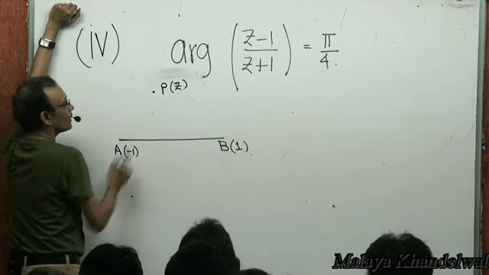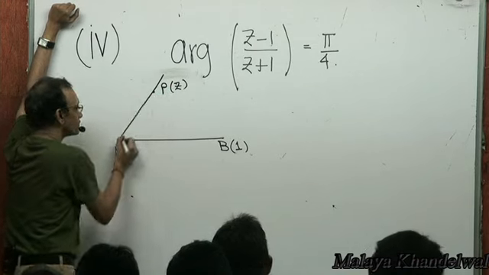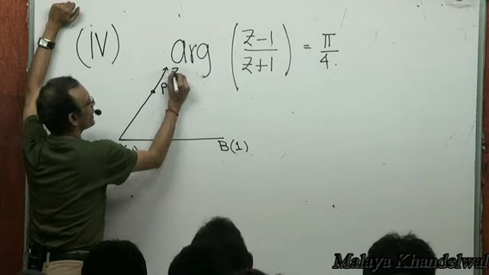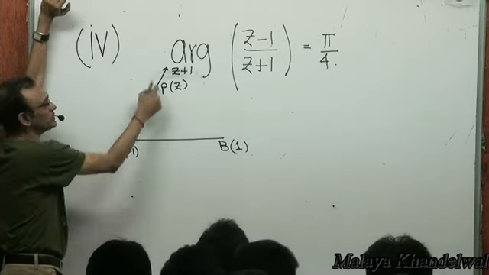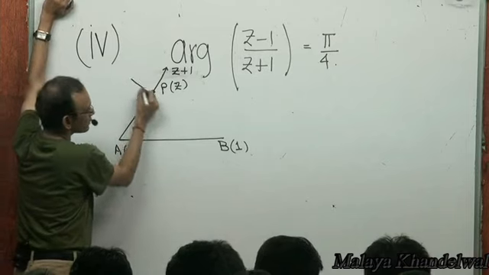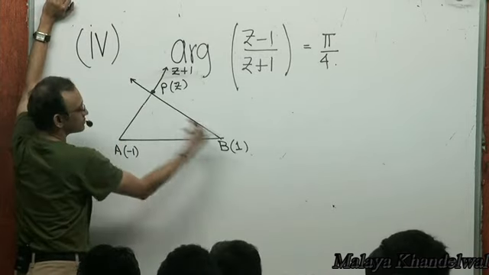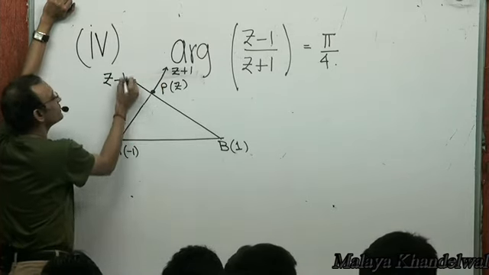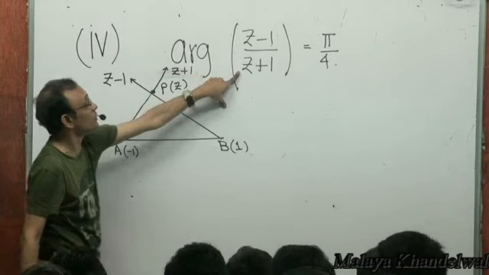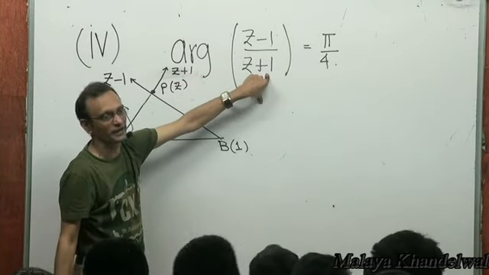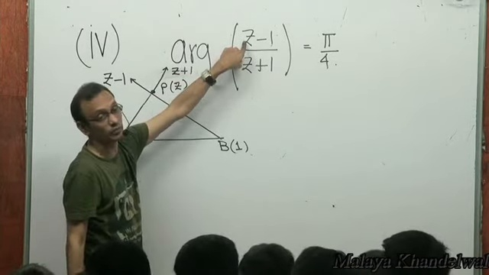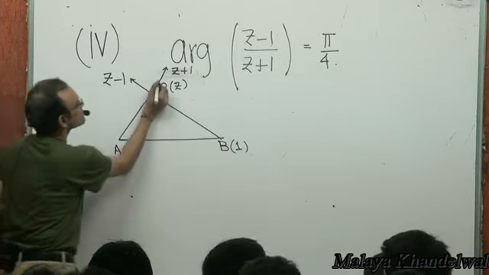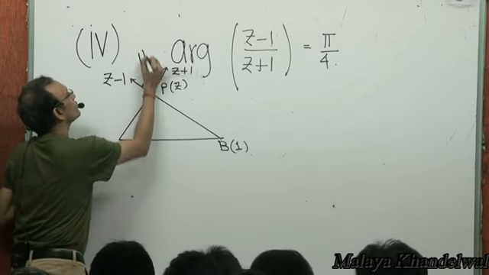Now, do you realize that if this is P, then this vector would be z plus 1, yes or no? This will be the direction of z plus 1. And this vector would be z minus 1, yes or no? Now, what does this say? The amount by which you must rotate the denominator vector z plus 1 so that it coincides with the numerator vector z minus 1 is pi by 4, yes or no? That means this angle must be pi by 4.